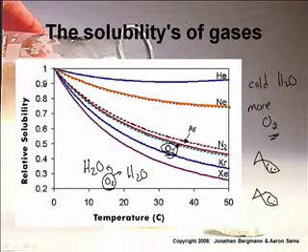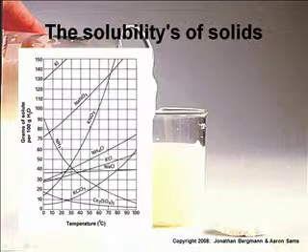Now, this graph, we should make a note here. This graph illustrates that the higher the temperature, the lower the concentration. Here's oxygen right here, I think it's the blue line. The higher the temperature, the lower the solubility.